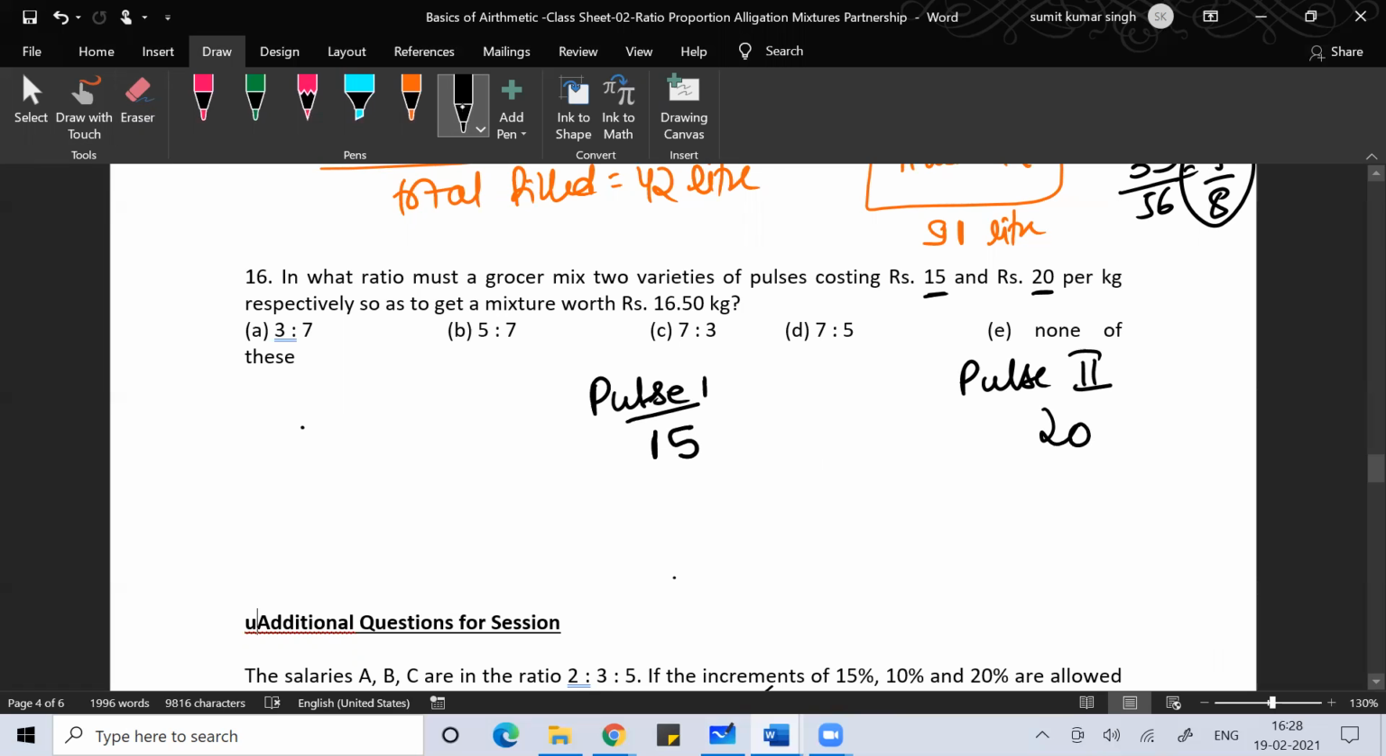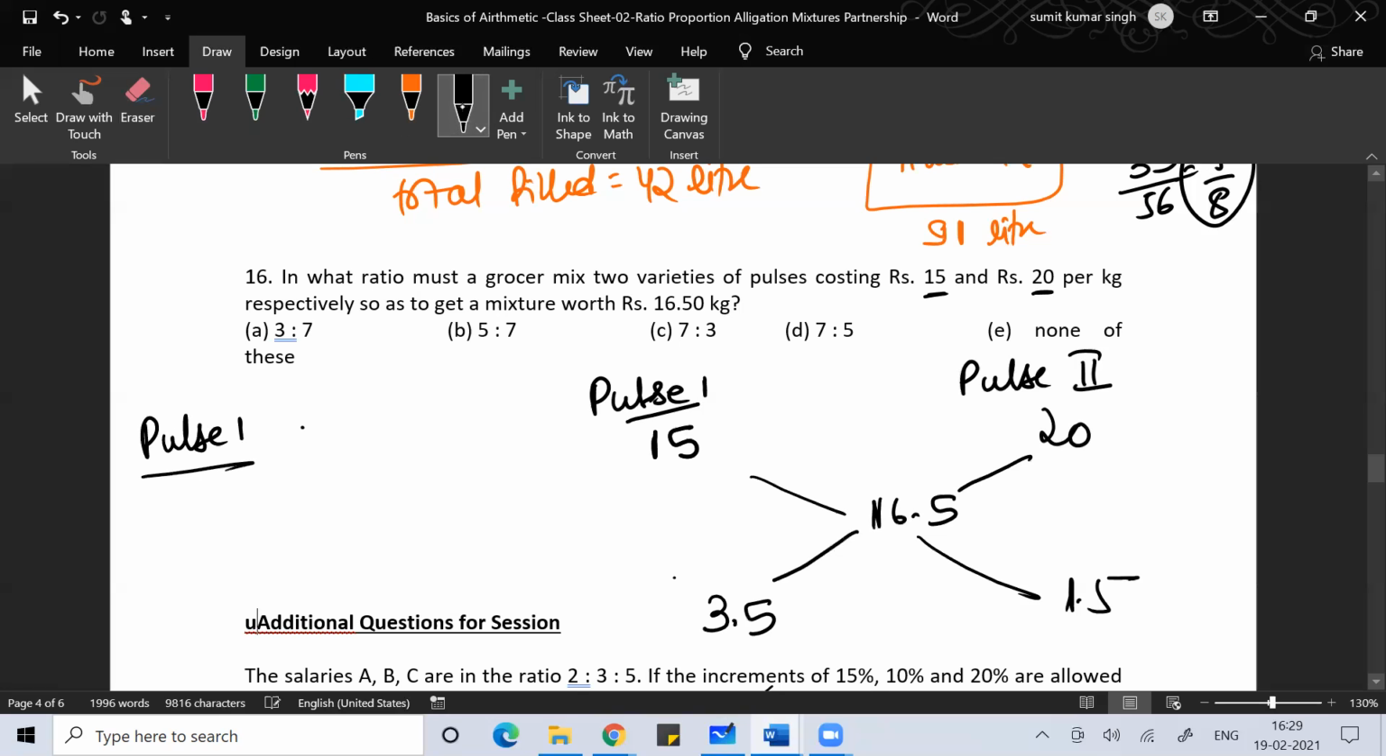If the price is less than 17.5, means I have taken more of pulse 1 and less of pulse 2. If the mean price is more than 17.5, means I have taken more of pulse 2 and less of pulse 1. Here the mean price is 16.5. So what would be the ratio? It would be 20 minus 16.5, which is 3.5, and 16.5 minus 15, which is 1.5. So the ratio of pulse 1 to pulse 2 is 3.5 divided by 1.5, that is equal to 7 by 3.